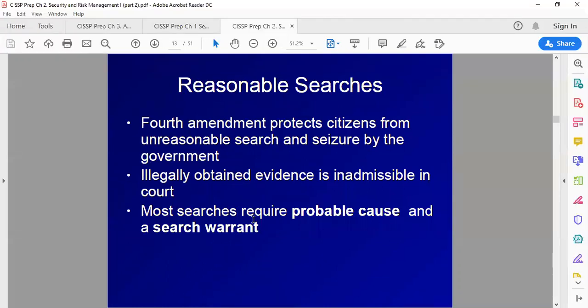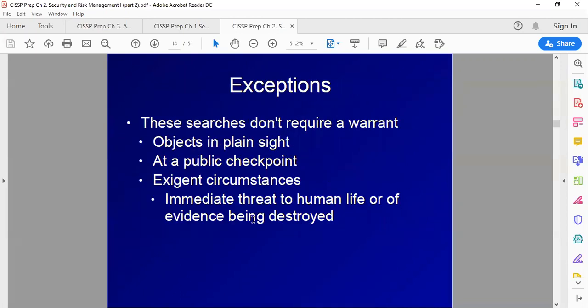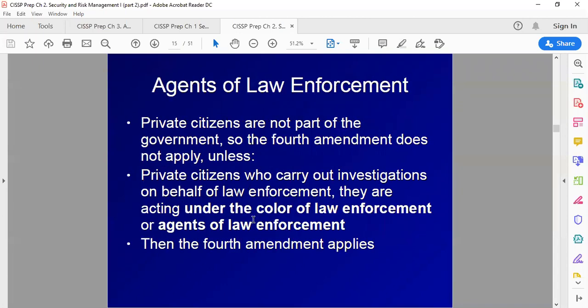So, reasonable searches. Legally obtained evidence is admissible in court, and most searches require probable cause and a search warrant. Okay, so these things happen in legal matters. There are some exceptions, like agents of law enforcement, and how the laws work. These things will be handled by your lawyer, if you have hired one for your company.